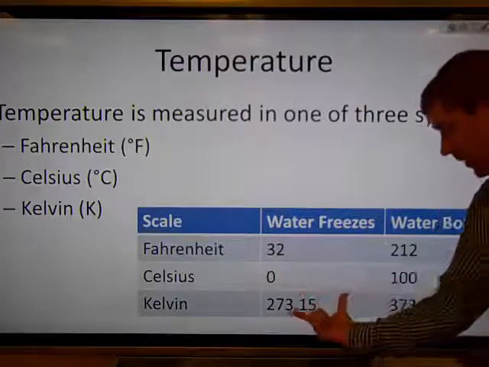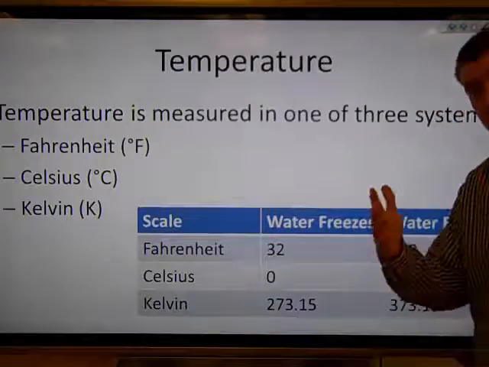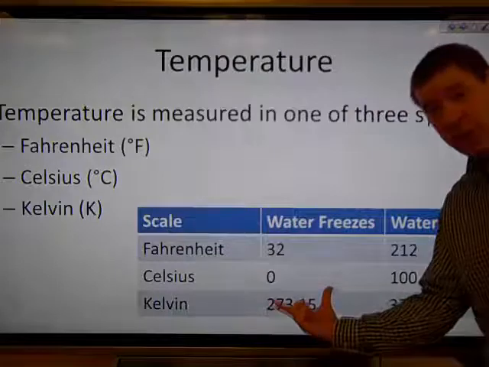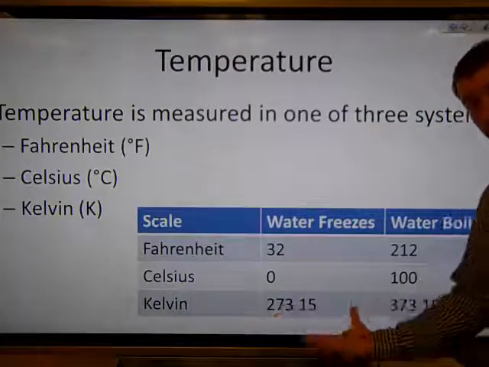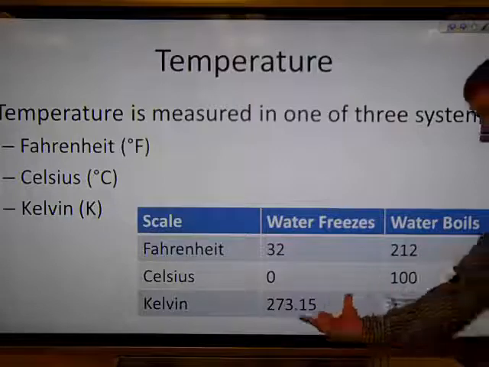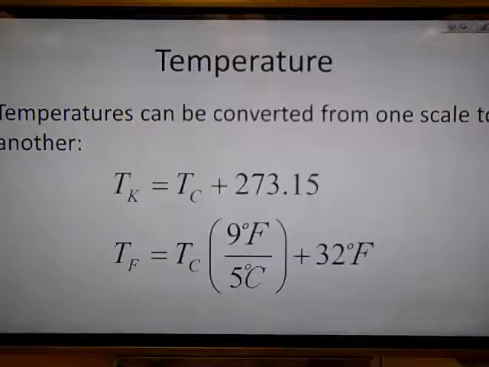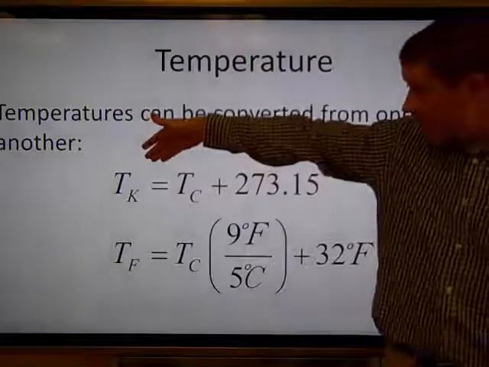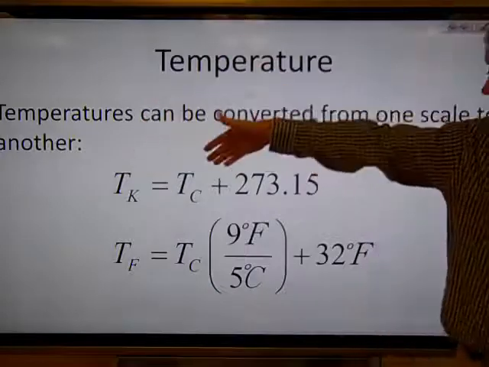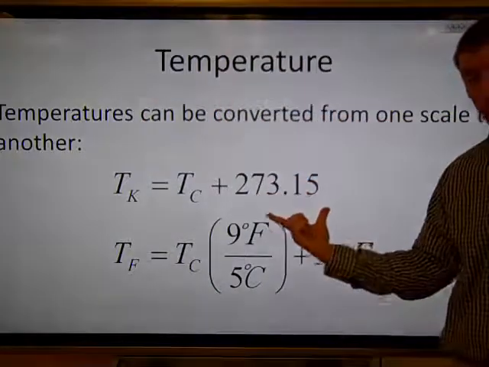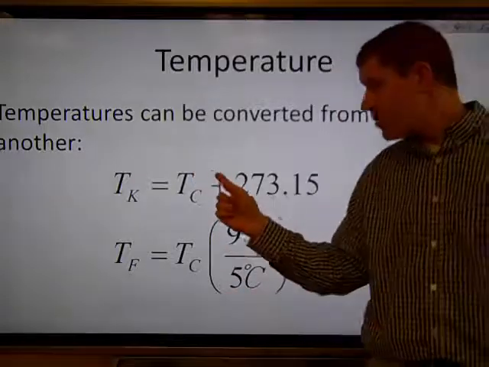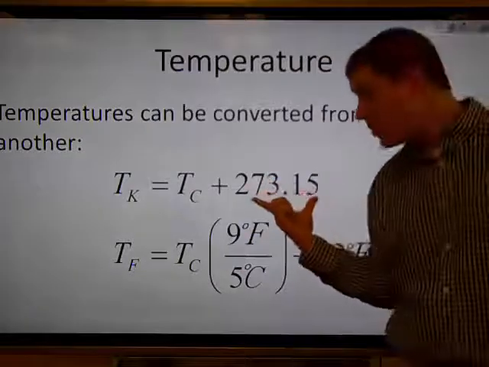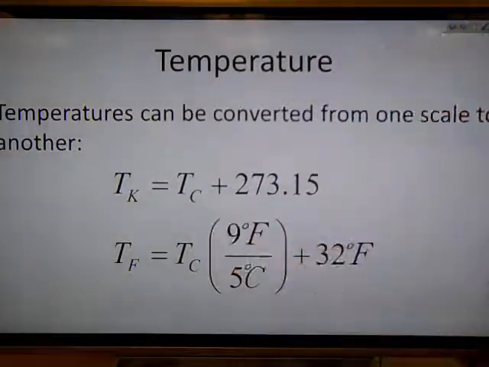So the size of 1 Kelvin is the same as the size of 1 degree Celsius, but the 0 point is significantly lower. So all of the Kelvin temperatures are going to be higher by 273.15. Temperatures can be converted from one scale to another. If we want the temperature in Kelvin and we know the temperature in Celsius, well, we just add 273.15. If we want to go the other way, to get Celsius from Kelvin, we subtract 273.15 from Kelvin.